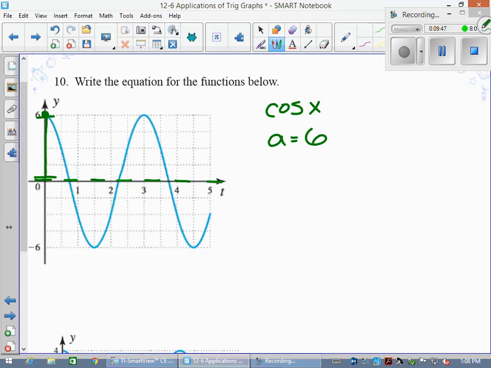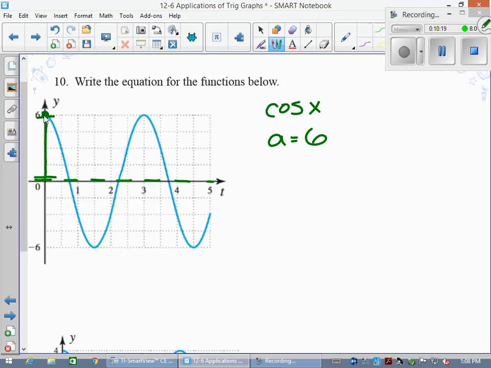I now also need to determine my b value. Again, if we look at this, we're now looking at real-world applications, and our x values are in terms of time. So it makes sense that I have 1, 2, 3 seconds, 4 minutes, whatever the question says that it is. But it makes more sense to have these values than to have pi on my x-axis. So in order to find what our b value is, I can use what my period is.